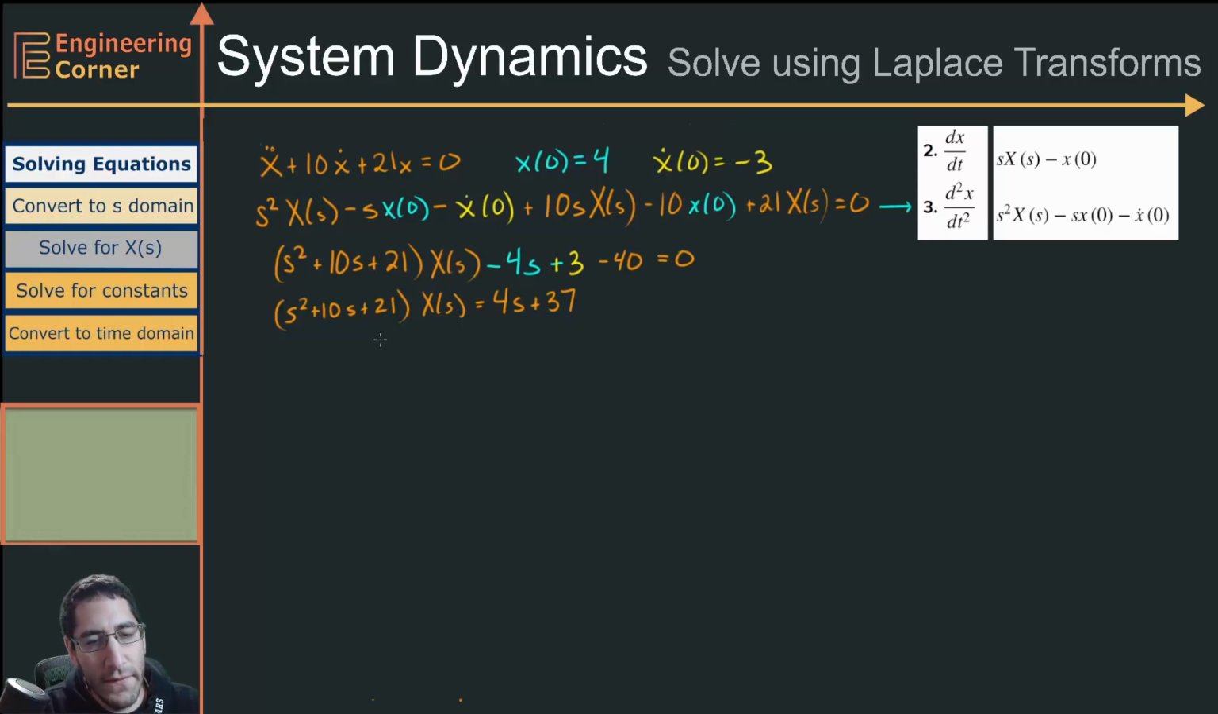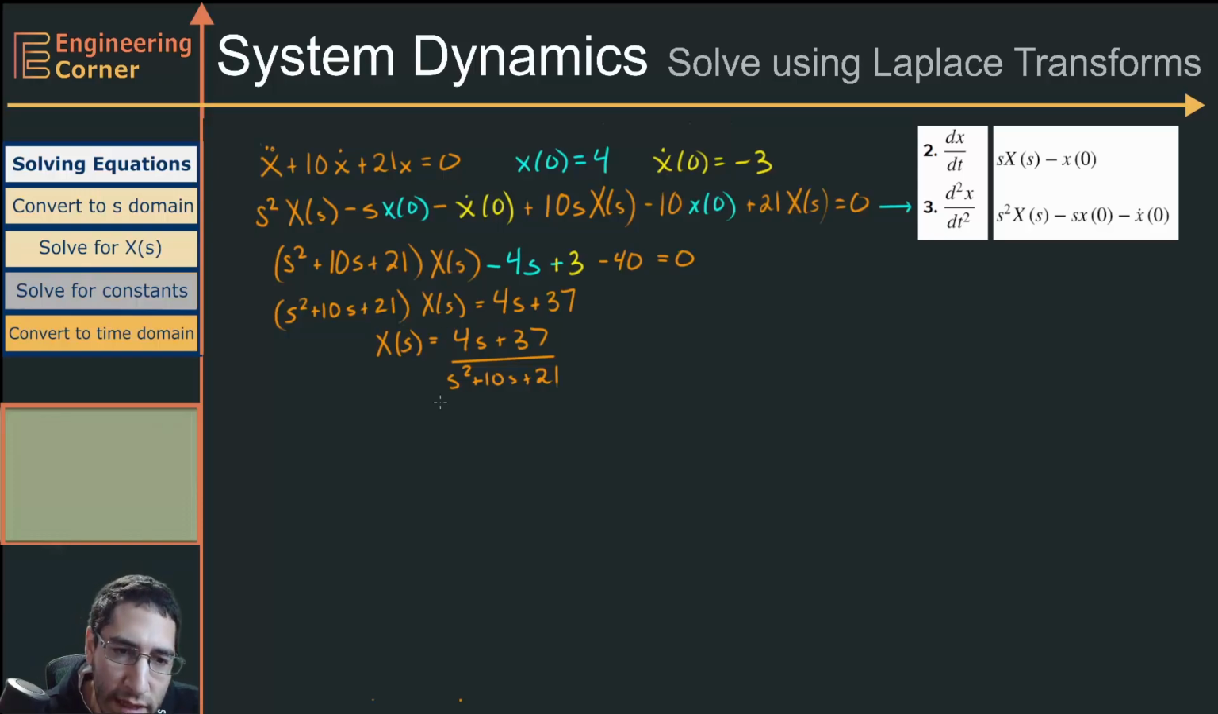Finally, to finish this, we're going to divide by this s squared plus 10s plus 21. So this is going to be equal to 4s plus 37 divided by s squared plus 10s plus 21. All right, so we've solved for x of s. The next thing we need to do is solve for constants. We're going to have to break this up a little bit further and solve for the constants that we need.